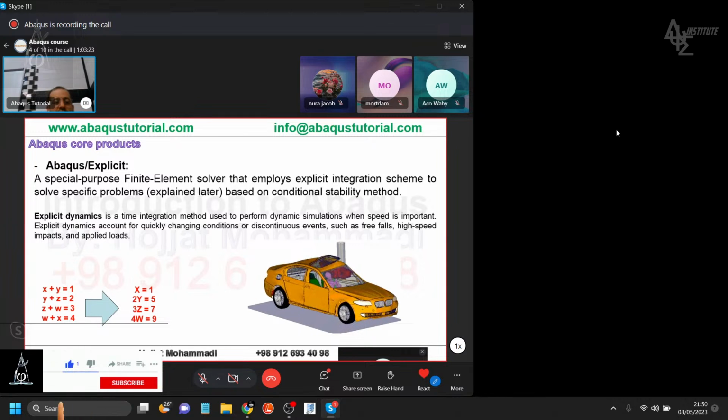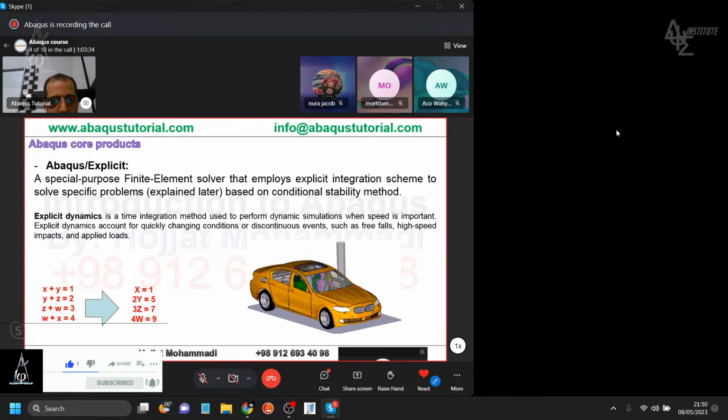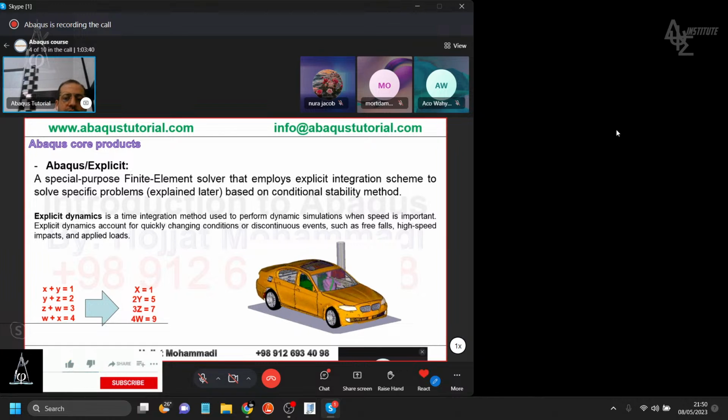As you can see, it's explicit dynamics. So explicit is a kind of dynamic problems, in which the acceleration is very important. Explicit dynamics accounts for quickly changing conditions or discontinuous events, such as free falls, high speed impacts, and applied impact loads. As you can see in the GIF at the bottom of the slide.